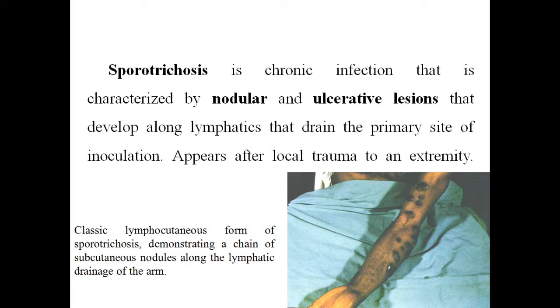Sporotrichosis is a chronic infection that is characterized by nodular and ulcerative lesions. You may see them in this photo. They develop along lymphatics that drain the primary site of inoculation. It appears after local trauma and develops on the extremities. We can see in this photo some subcutaneous nodules that are located along lymphatic vessels.